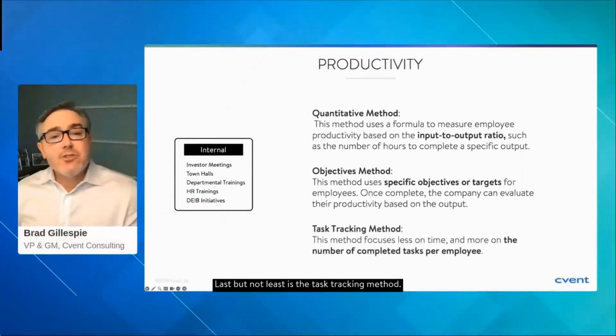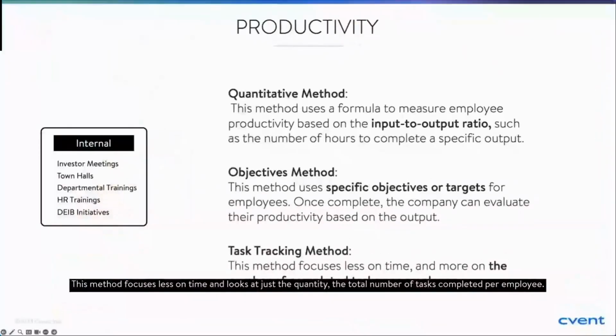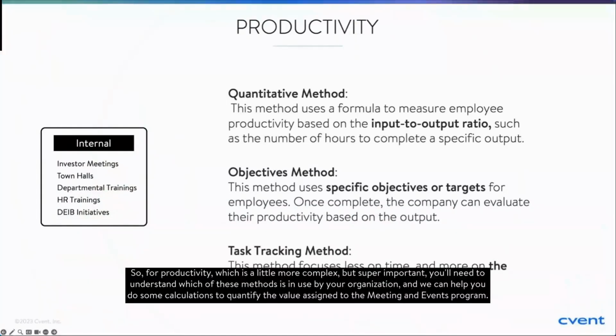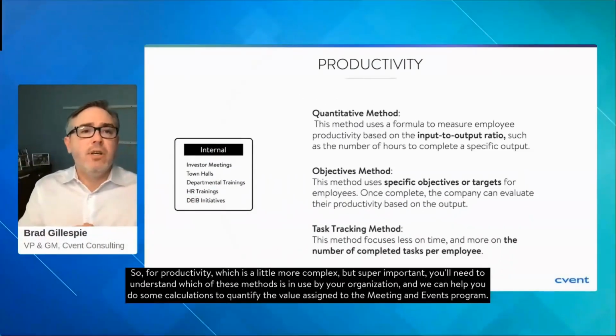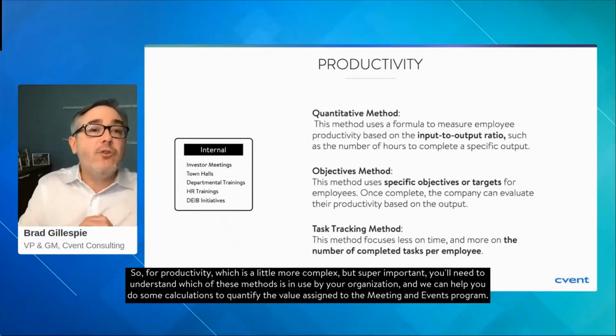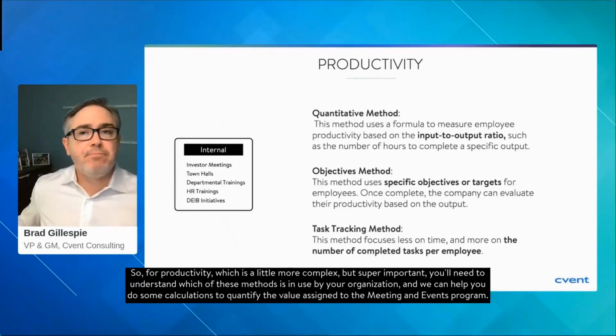Last but not least is the task tracking method. This method focuses less on time and looks at just the quantity, the total number of tasks completed per employee. So for productivity, which is a little more complex but super important, you'll need to understand which of these methods is in use by your organization, and we could help you do some calculations to quantify the value assigned to the meeting and events program.